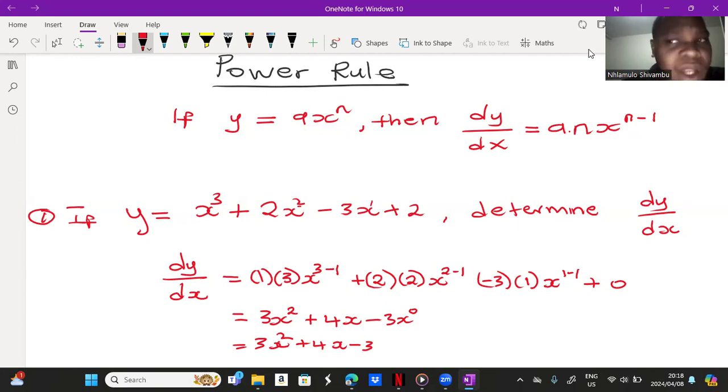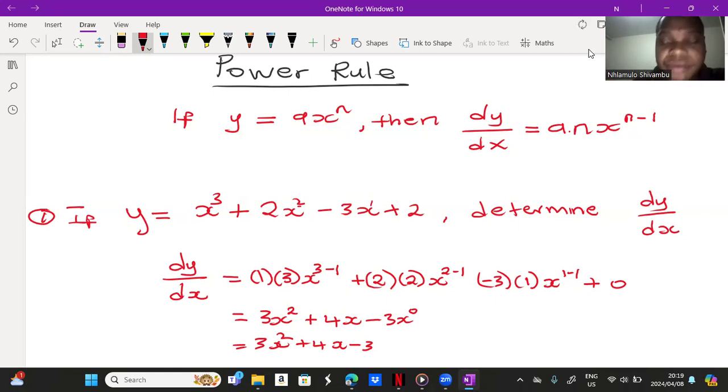So when you're doing grade 12, you don't have to necessarily include the steps. As long as you can get the final answer, you're going to be marked correctly. You're going to get full marks. That's what I'm trying to say. So you don't have to show the steps. Here, I'm just showing the steps. I'm doing it for those that are doing the power rule for the first time.